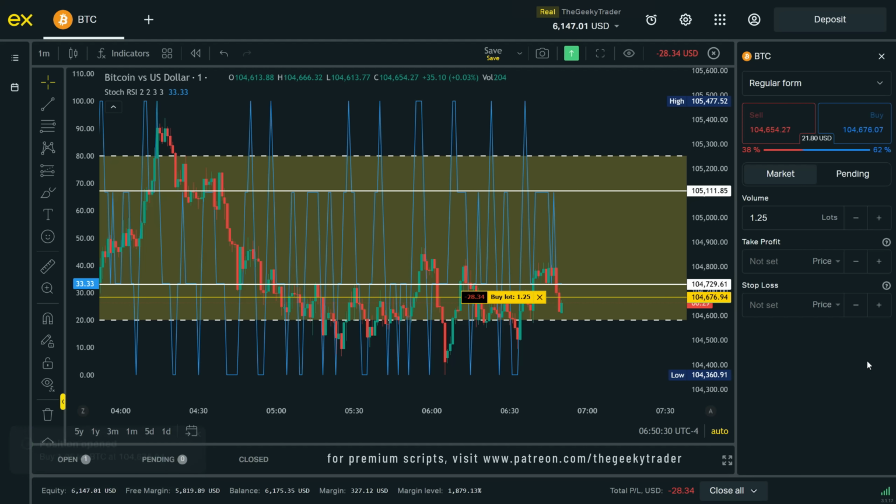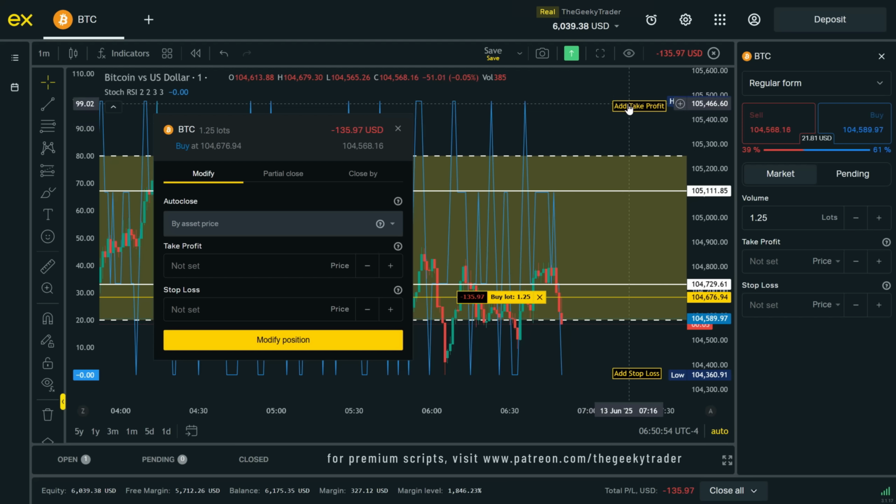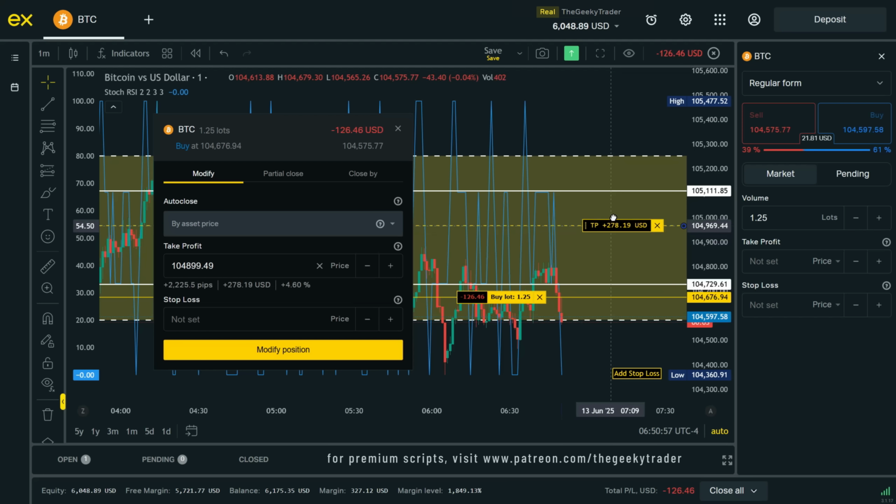Now, when it comes to taking profits, I always like to keep things structured. My personal rule is to take profit at the next key level.